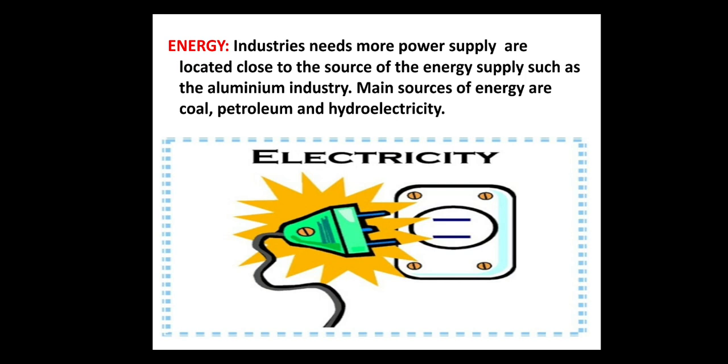Because of that, in the world, most aluminum-type industries are located near the source of power or energy, such as where there is more coal, where there is petroleum, and where there are more hydroelectric power plants. So that is the fourth factor that affects the location of industries.